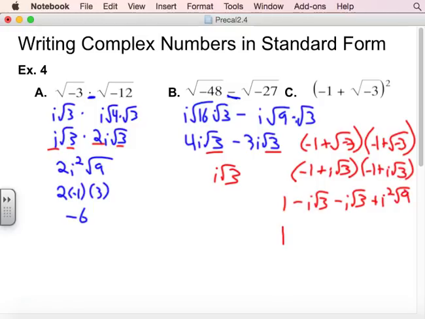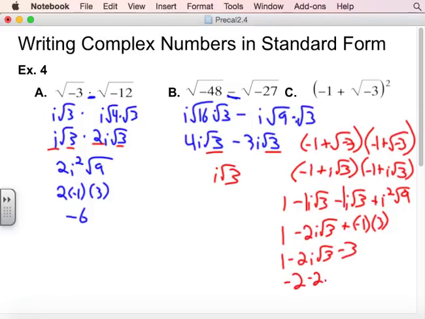So we get 1 minus, now right here, remember these are like terms, right? We've got negative i square root of 3 minus i square root of 3. They're both square roots and they both have 3 underneath. So we can combine those. You get minus 2i square root of 3. Then we've got plus i squared, which is really plus negative 1. And the square root of 9 is really 3. So we've got 1 minus 2i square root of 3 minus 3. Well, 1 and minus 3 give us minus 2.